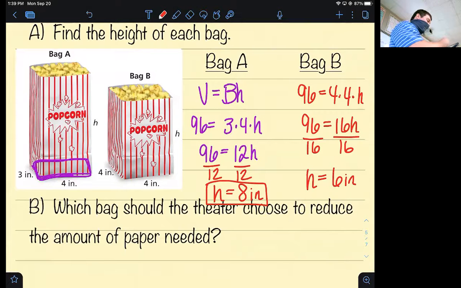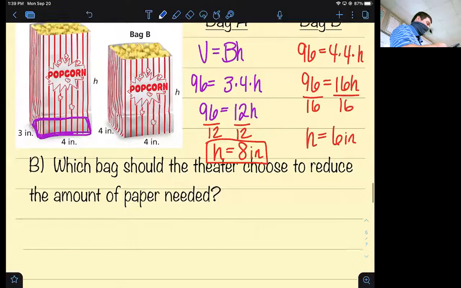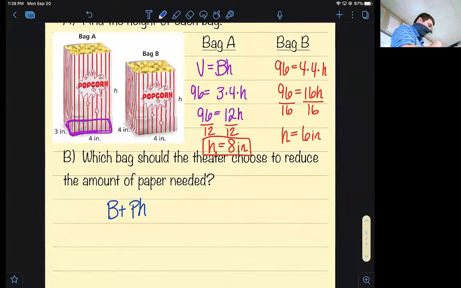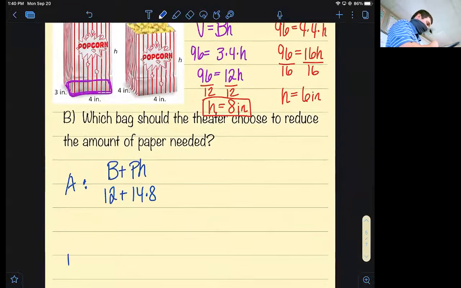Yeah. So because it's a rectangular prism, I'm going to use my surface area formula. We already know what the height is now, but you'll notice that there's no top on this bag, right? So B plus PH. We're not going to do 2B because there's no top. So the base is 3 times 4. We said that was 12 already. What's the perimeter? What's 3 plus 4 plus 3 plus 4? 7 plus 7. Maddox? 14. And we know the height is 8 on that bag. This is bag A. Maddox, what's 14 times 8? Okay, add 12 to that.